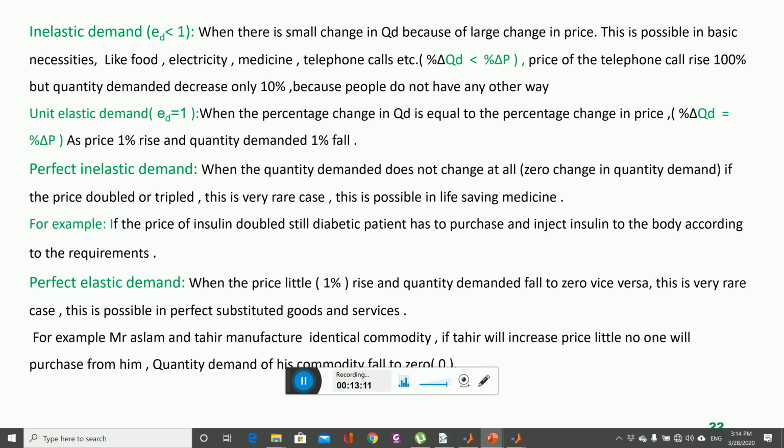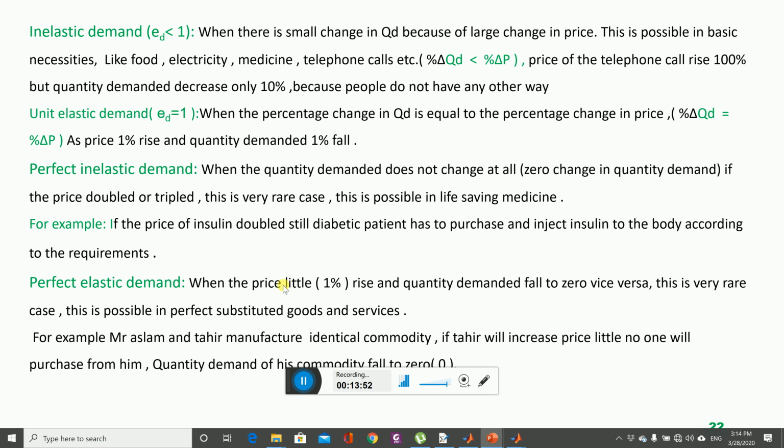Now if the price of this dose doubles from 500 to 1000 or from 1000 to 2000, still he has to purchase insulin. If he is not injecting insulin into the body, he will die. So it means perfect inelastic demand. If the price of such commodities increases 2, 3 or 4 times, demand does not decrease. There will be little to no change in demand; still you have to purchase. Demand for commodities like this is called perfect inelastic demand.